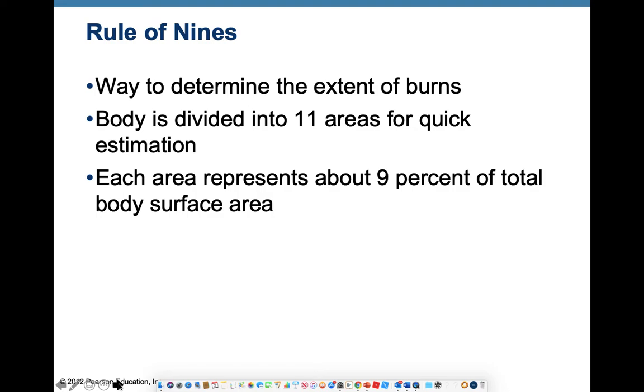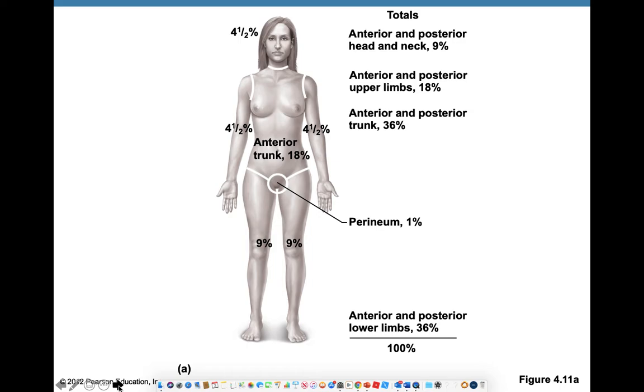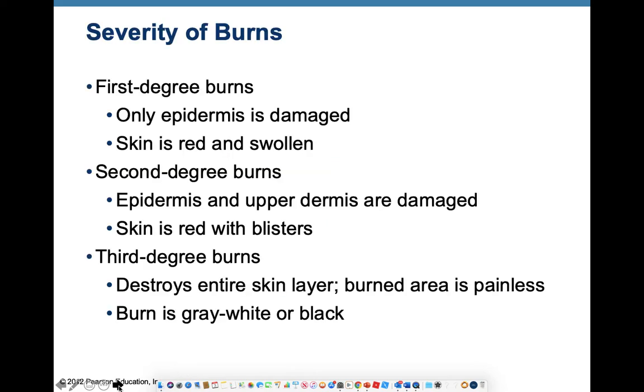One of the ways that they determine the extent of the burn is the body is divided into 9 areas, and those areas give you an estimation. Each area represents 9% of the total body surface area. So it's the rule of nines. 9% is for each of those areas, and how many areas will tell you the total amount. So the anterior and posterior head and neck is 9%. The upper limbs are 18% anterior and posterior. Anterior and posterior trunk is 36%. Anterior and posterior lower limbs are 36%.